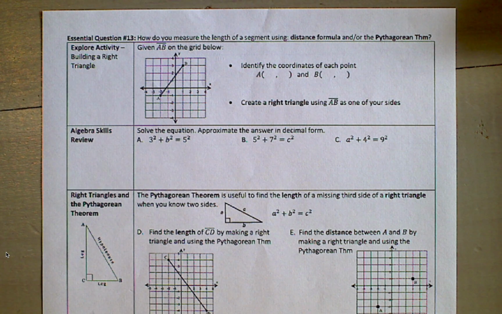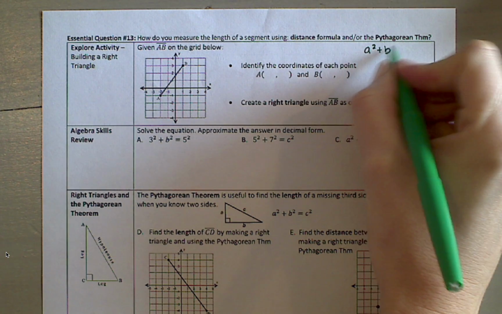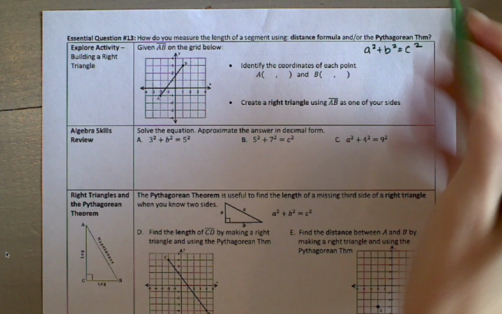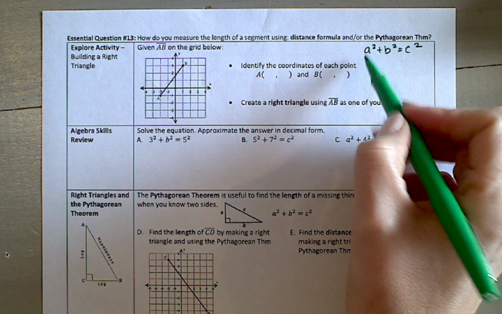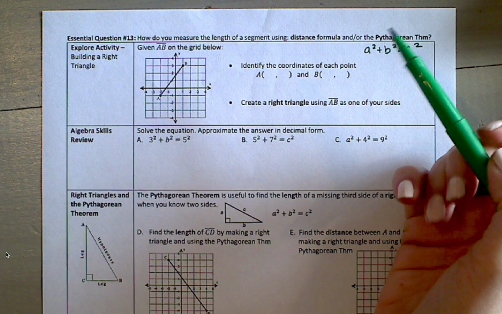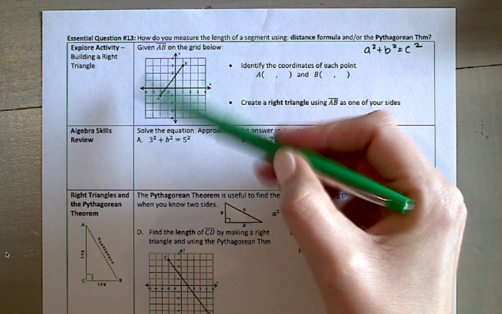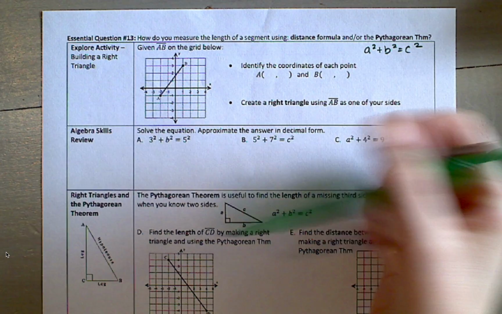So Note page 13 is really talking about distance formula and Pythagorean theorem. Hopefully you've heard about Pythagorean theorem before. Pythagorean theorem is essentially a squared plus b squared equals c squared, and it basically talks about how we can use right triangles to find any sides of a triangle. When we talk about it in regards to coordinate geometry, typically what it means is that we're finding a distance that's the hypotenuse of the triangle.